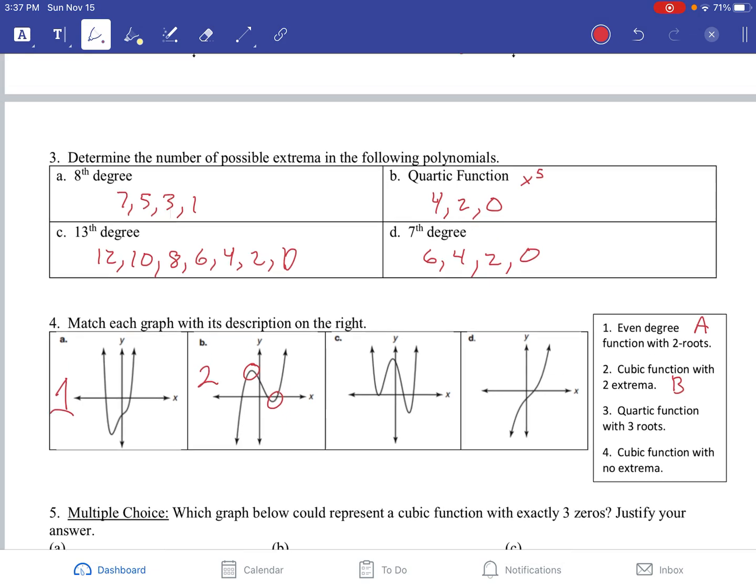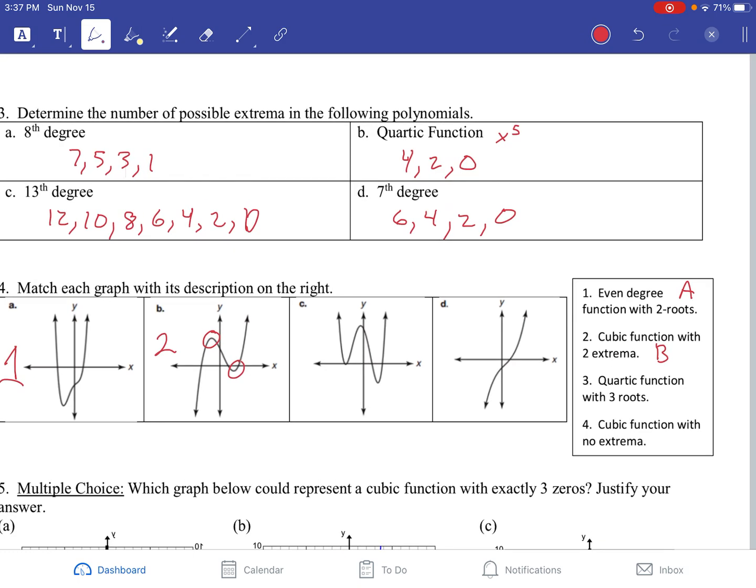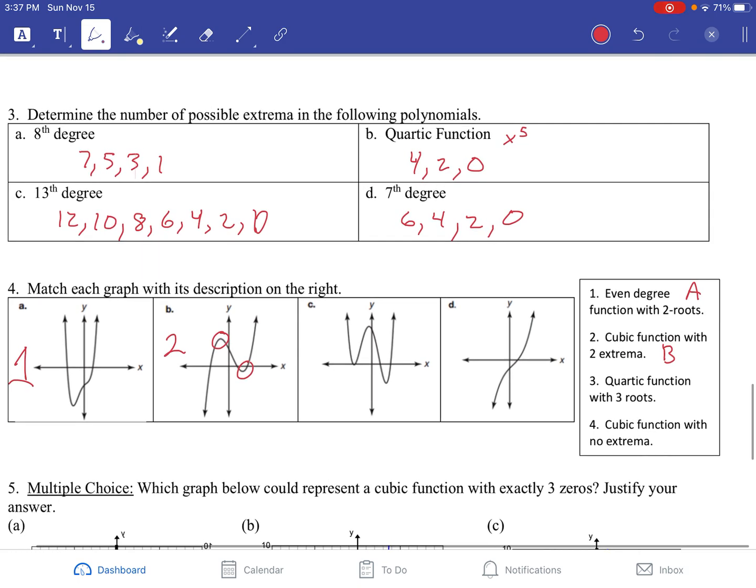Oh. You know what? I might have made a mistake up at B. Quartic is actually x to the 4th. Let's take a pause real quick. This should have been x to the 4th. I misread that. Quintic is x to the 5th. It's very close. So if it was x to the 4th, it would have been 3, 1, and that's it. Okay, sorry about that. Back here, quintic function with 3 roots.